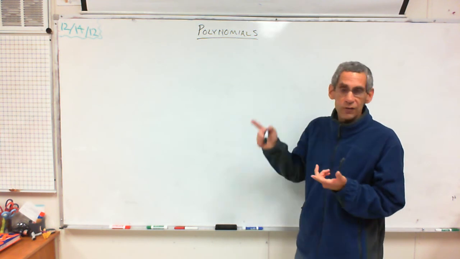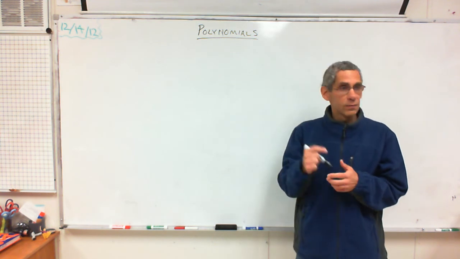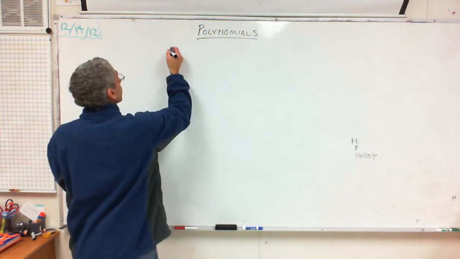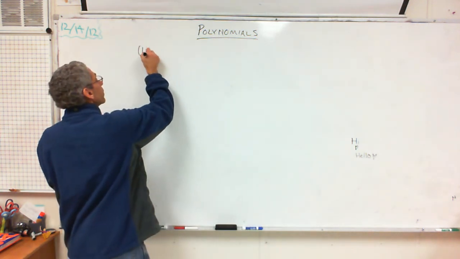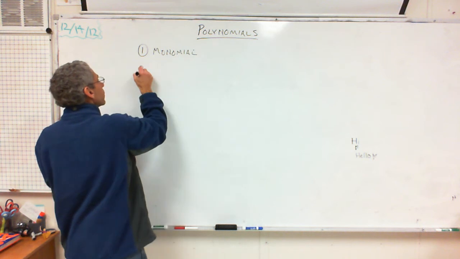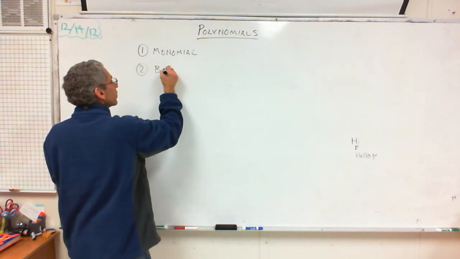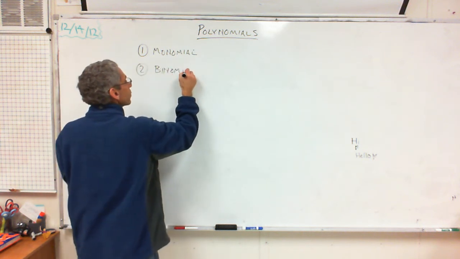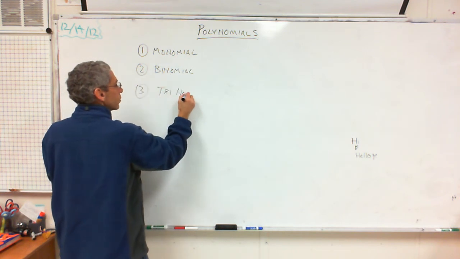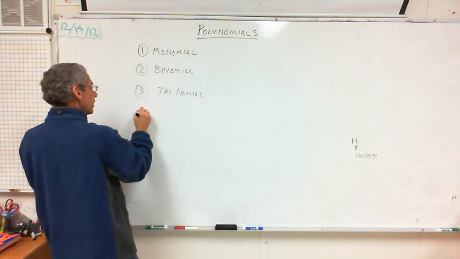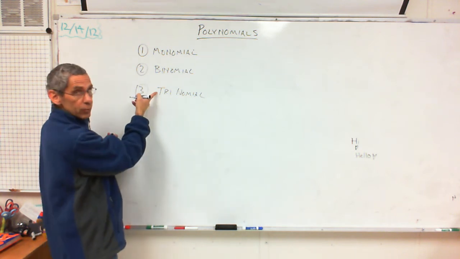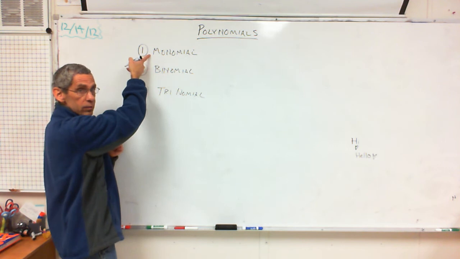Polynomials. Right. So what are the different kinds of polynomials you can have? Raise your hand. Okay, Nathan. Monomial. Okay. A binomial. A trinomial and a polynomial. And then anything bigger than that usually is just called a polynomial, even though this is also a polynomial, and this is a polynomial, and this is a polynomial.